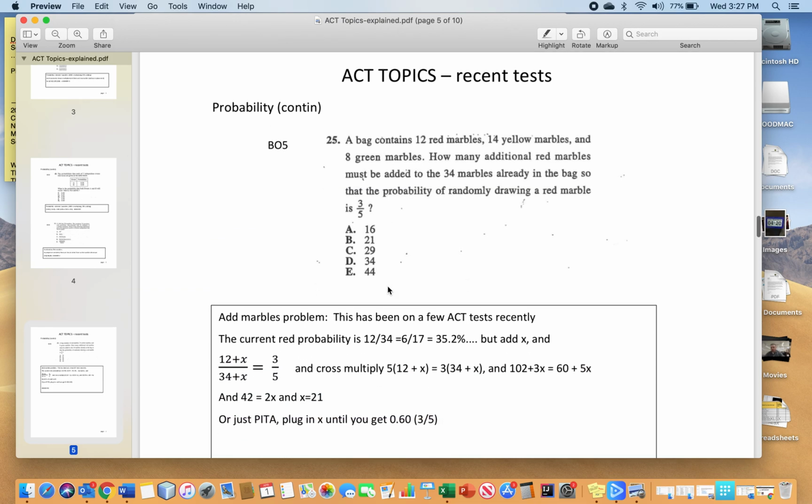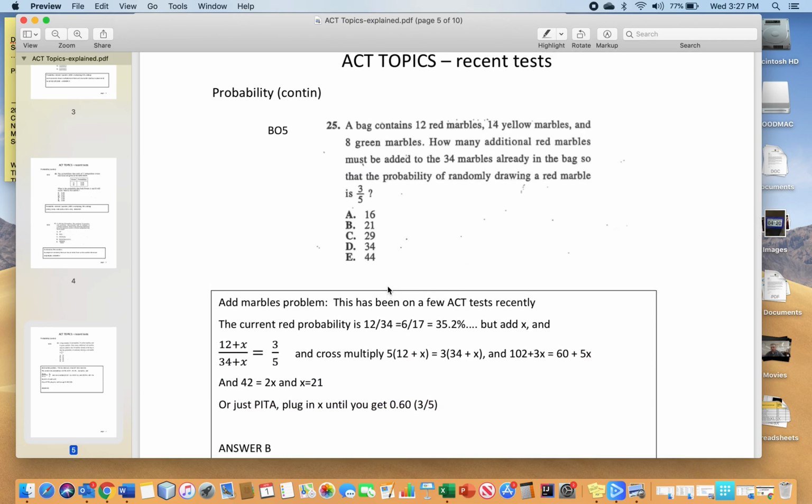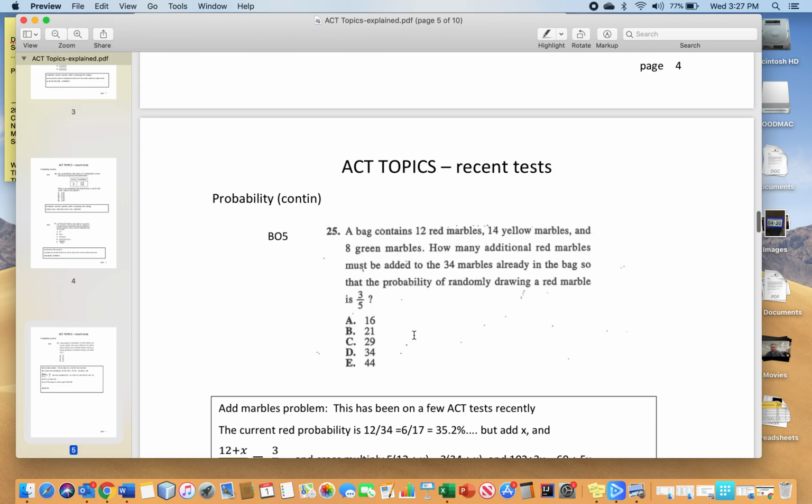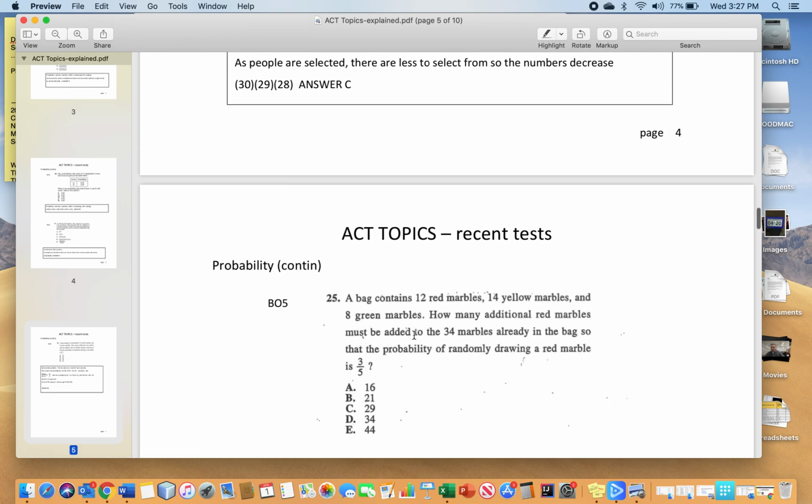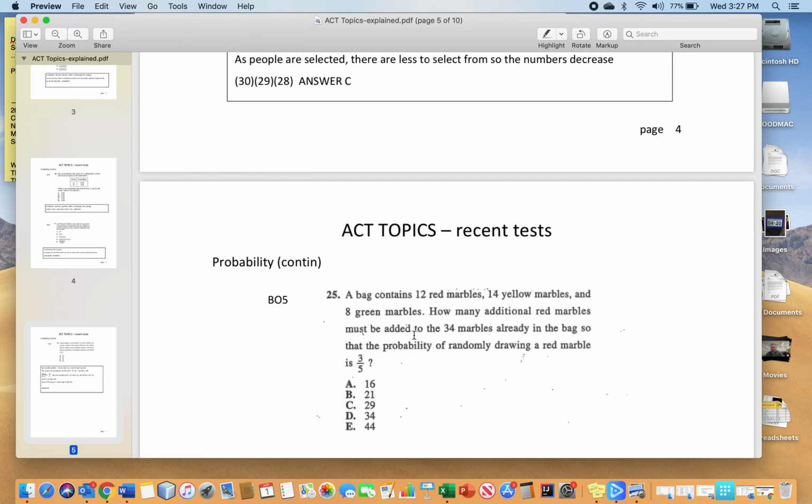Okay, this is a very common problem. So pause this video right here and just look at this problem. If you have this many marbles, this many marbles, and this many marbles, you have a total of 34 marbles.